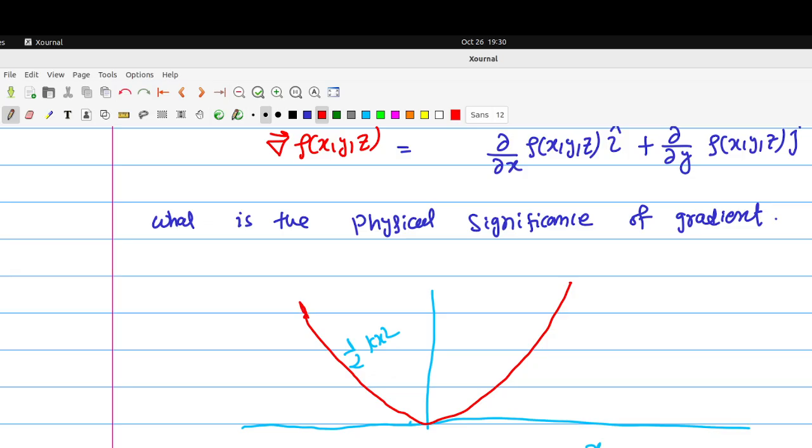So if you apply a gradient operator at any point in space, gradient acting on a scalar will give a vector. So this vector has a direction. This vector will always point towards the direction that tries to minimize the function. Okay, what is the physical significance of gradient?